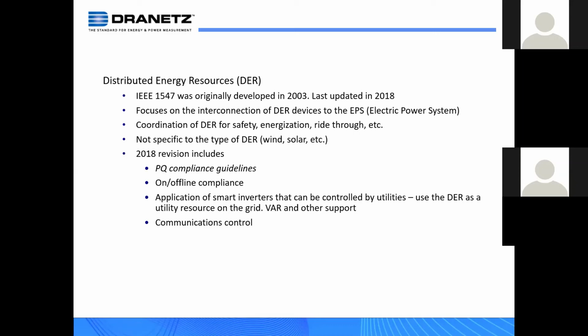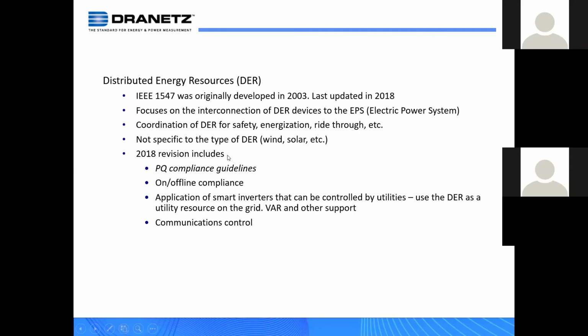And just note, this is not specific to the type of DER, okay? Wind, solar, anything else, hydrogen plants or whatever would fall into this category, all right? It's based upon the voltage and the available power in basic terms from these DERs. That's what this standard does to give you the guidelines on compliance. Well, the 2018 revision included PQ compliance guidelines.